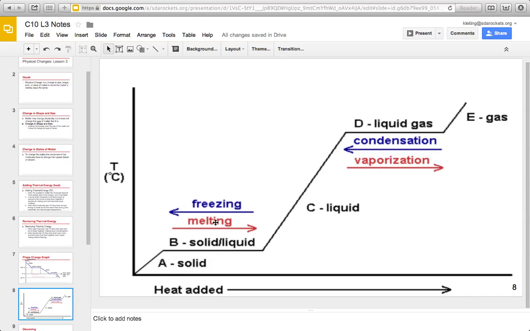Notice how melting and freezing are lined up at the same point. They're the same temperature. They're just depending on which way you're going. If you're going from solid to liquid, you're melting. If you're going from liquid to solid, you're freezing.